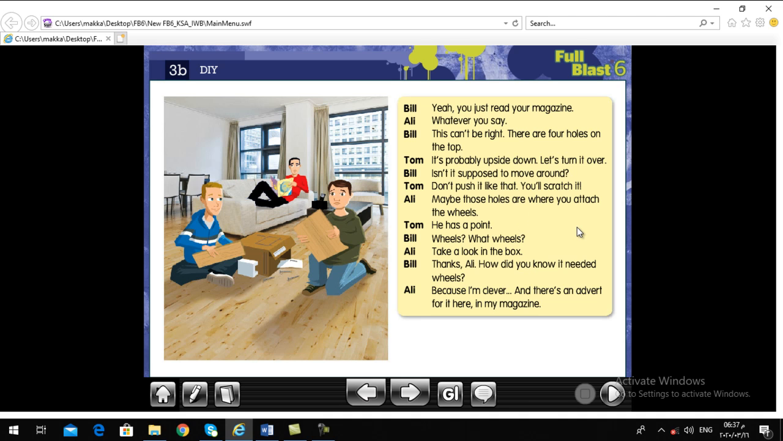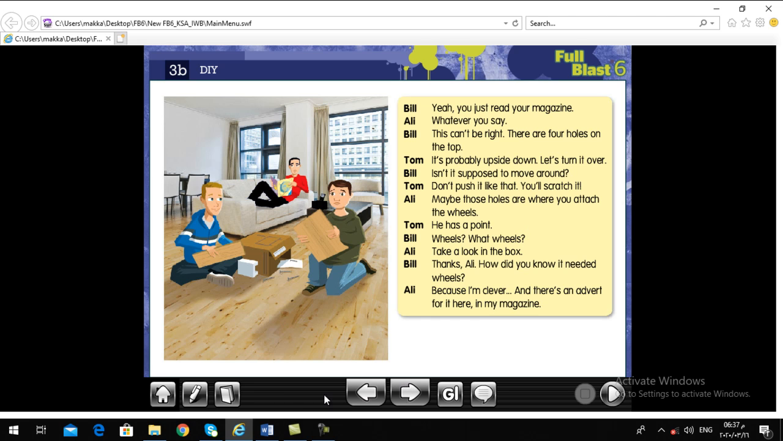So do you think Ali helped them? Yes. How did he help? By telling them that the 4 holes are for the 4 wheels. How did Ali know? He was reading an advert about this topic in his magazine. Okay, guys, so from now on, are you going to learn DIY? Are you? Okay. Thank you, guys.